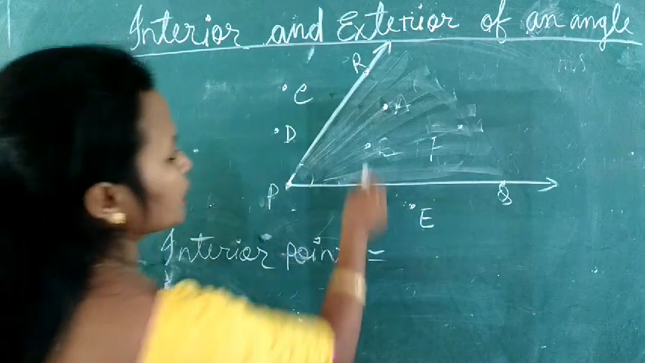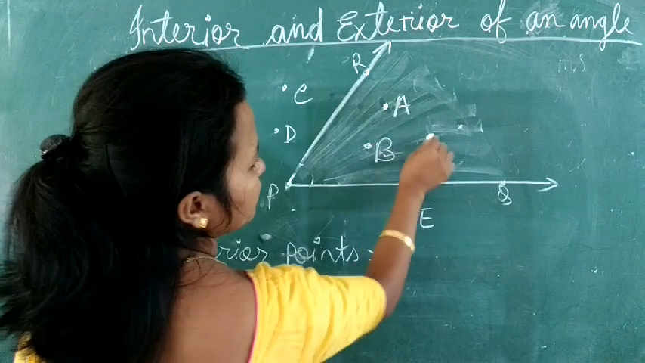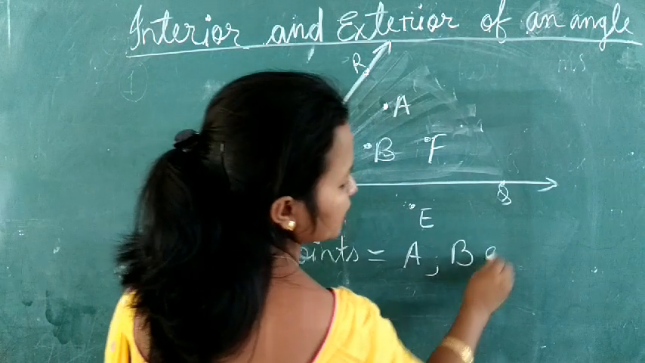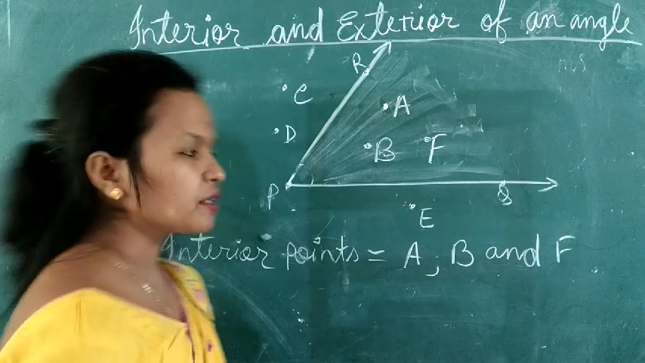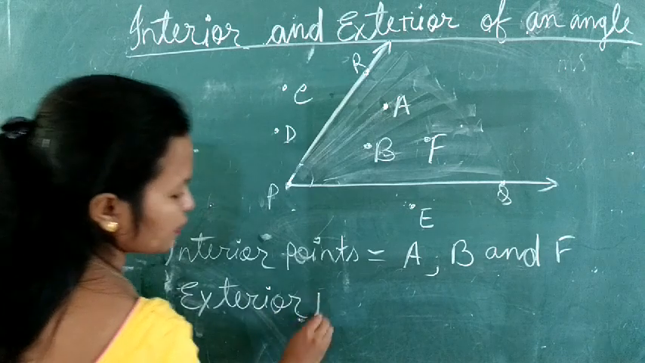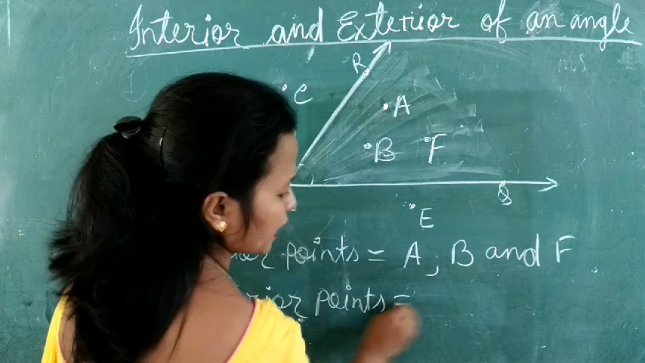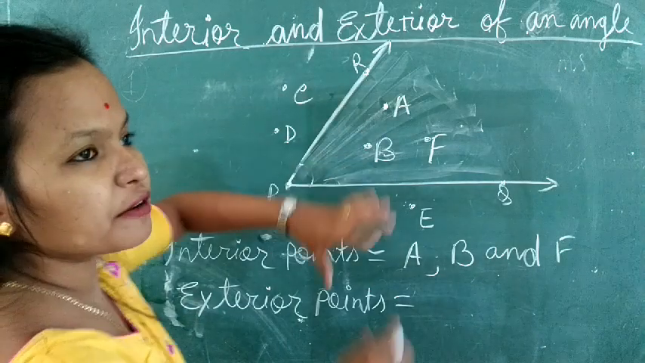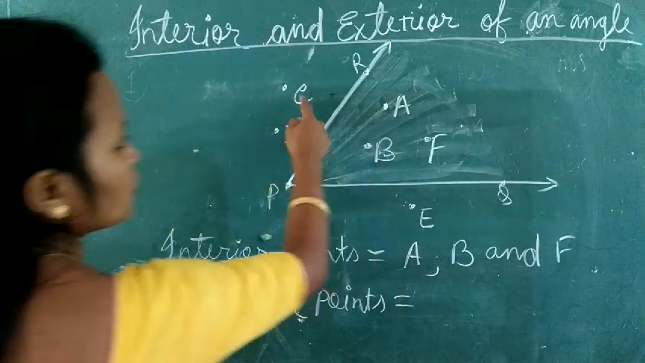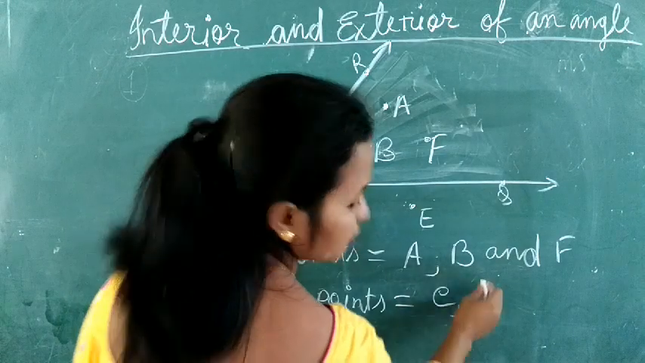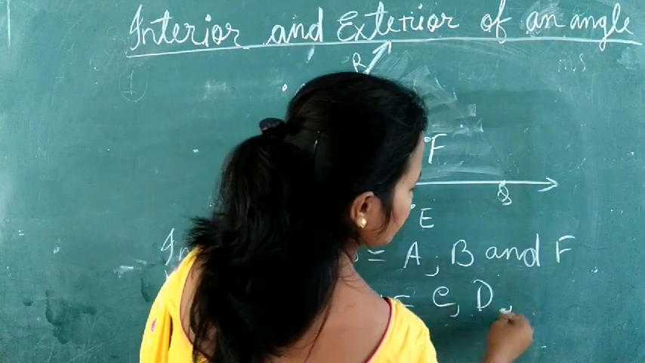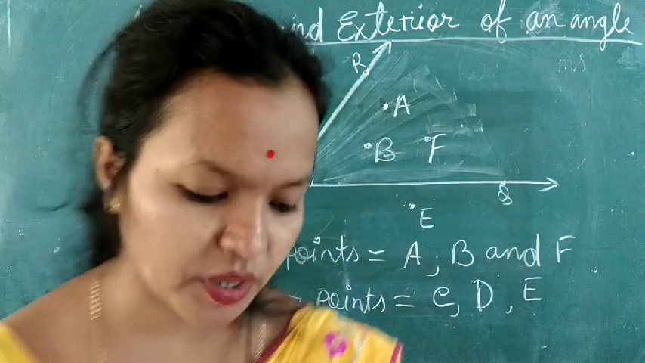Then what are the interior points? They are A, B, and F, isn't it? Remember, interior means inside, exterior means outside. Then what is exterior? It is C, D, and E. C, D, and E. All of you write in your copy.